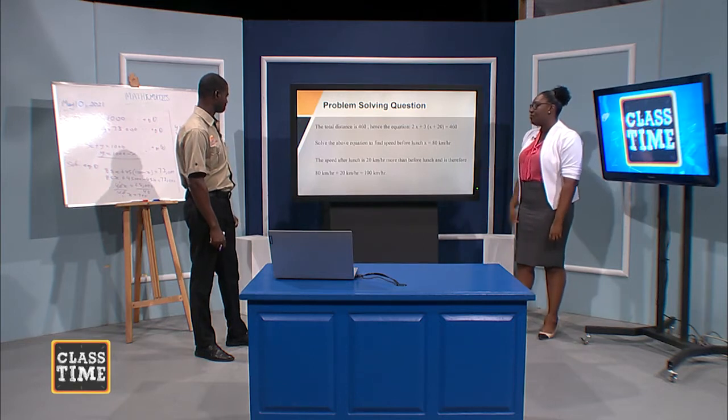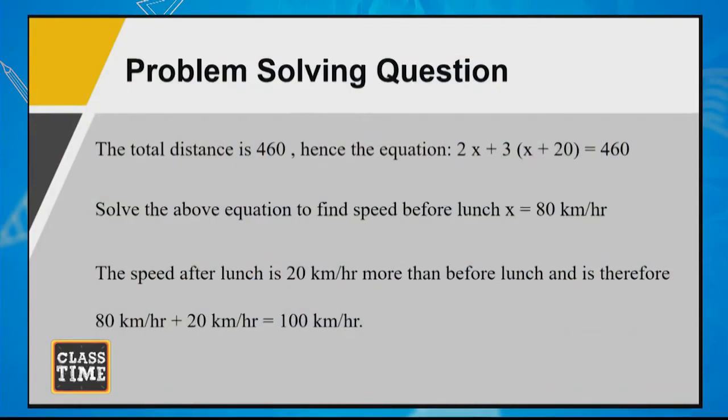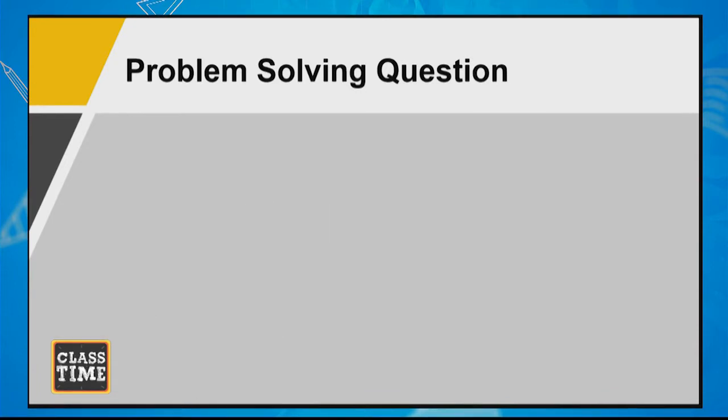So the speed after lunch is 20 kilometers per hour more than that before lunch, and therefore 80 kilometers per hour plus 20 kilometers per hour gives us 100 kilometers per hour. So we answered that question.